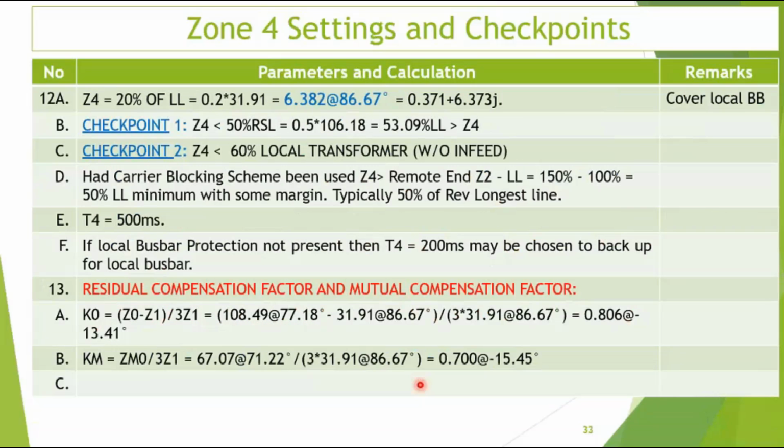Okay, so this is about zone 3. Zone 4 is 20% of the longest line we take. The checkpoint is that zone 4 should not reach beyond 50% of the reverse shortest line.